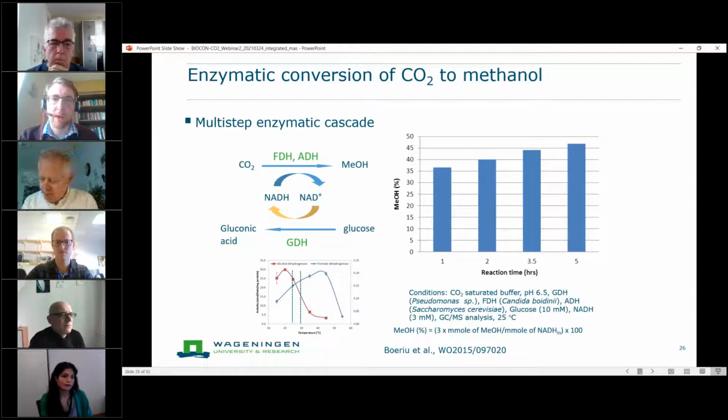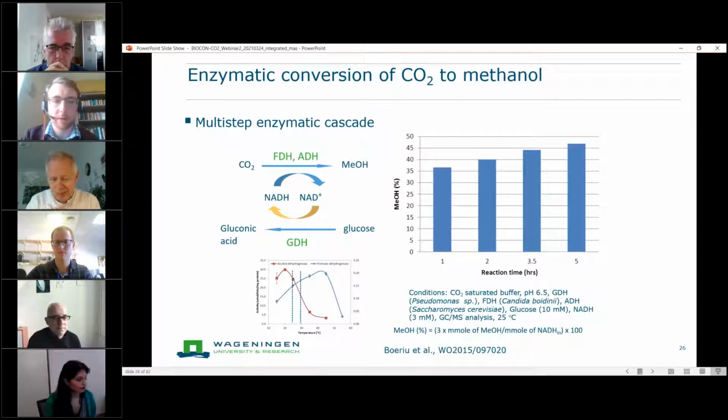So one well-established way of donating electrons to carbon dioxide with this kind of chemistry is the use of a second enzymatic system, which makes electron transfer possible. This is some work that was done in our department some years ago, where we worked on a system to convert carbon dioxide to methanol. Here we use enzymes that are dependent on an NADH cofactor, which is a direct electron donor to the enzyme for the reaction.